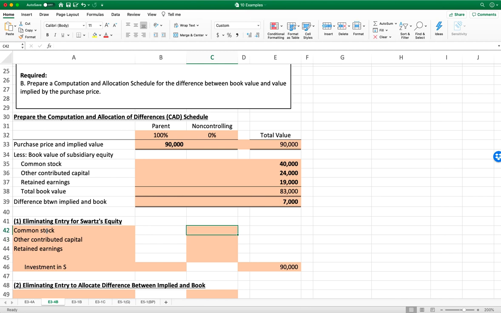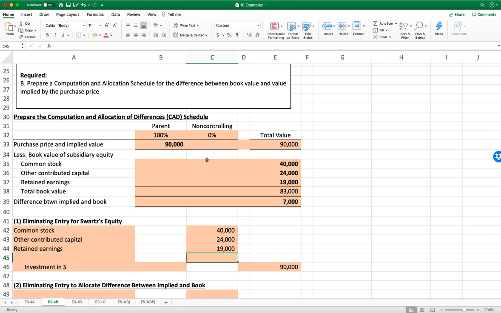Again, our starting point is adding our parent company to our subsidiary company. And so since we added in 100% of the subsidiary, we want to eliminate 100% of the subsidiary. So we have 40,000 for our common stock that needs to be eliminated. We have 24,000 for other contributed capital that needs to be eliminated. And we have 19,000 for retained earnings that needs to be eliminated.